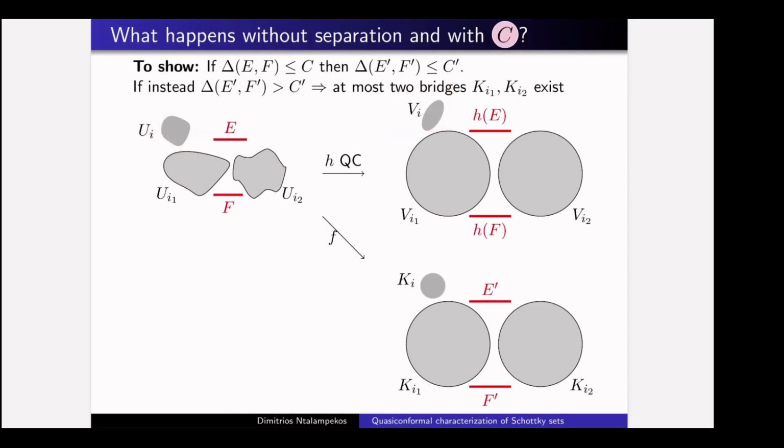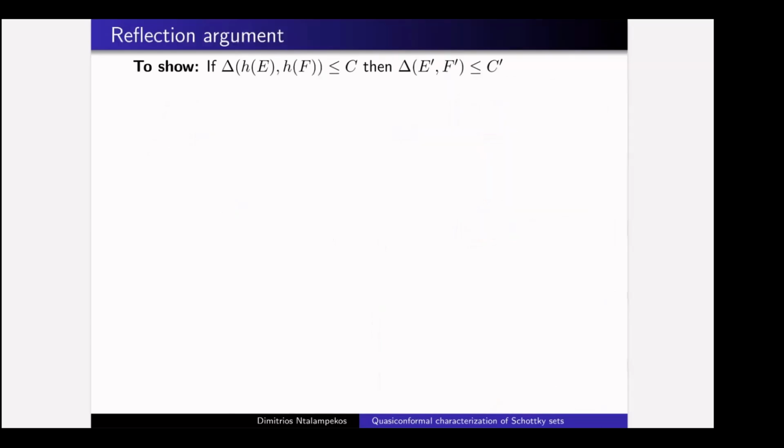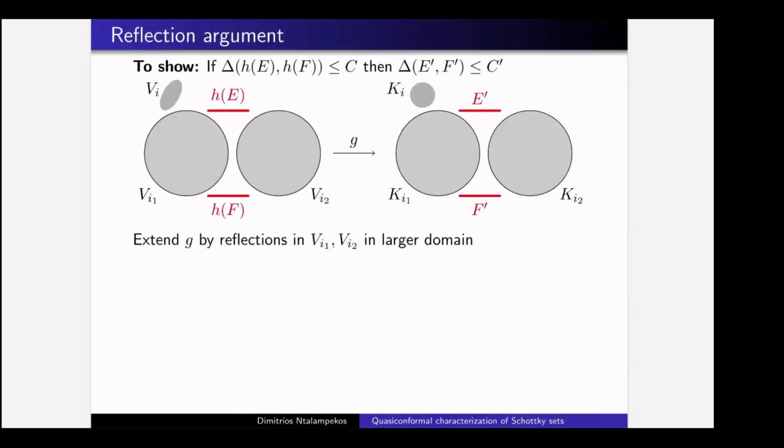Since quasi-conformal maps behave nicely, they have nice geometric properties, it suffices to just focus on the right picture and prove this implication that whenever h of E and h of F have bounded relative distance, the same happens for the images. So we just focus on the right side of the picture. Again, this is what we have to show. And this is just the right side of the picture, just flipped.